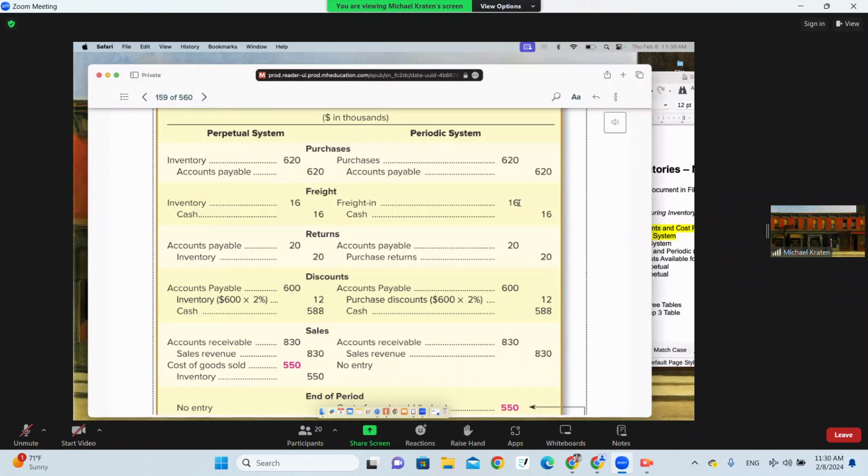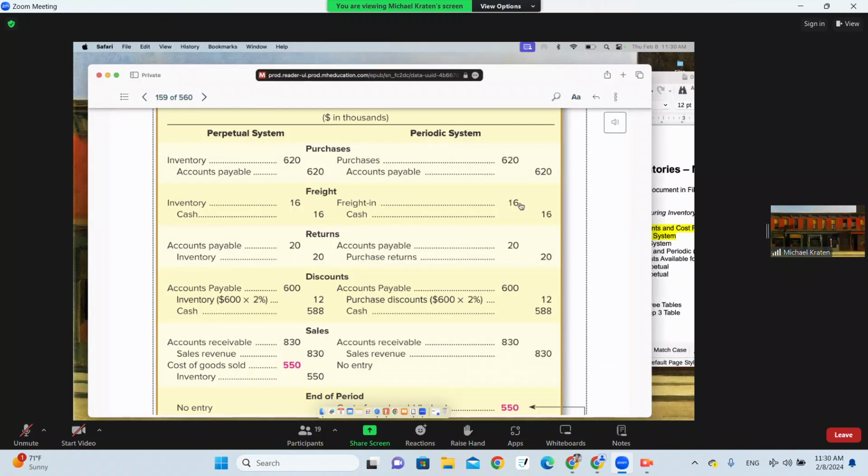So the total cost of the asset in the periodic system is just more awkward. It's not in a single account called inventory. It's split up between these two separate accounts, and you have to add them together to get your cost of inventory. Yeah, makes sense.